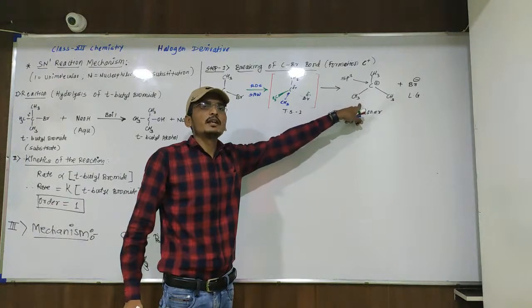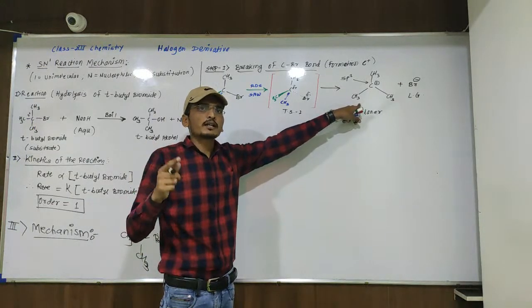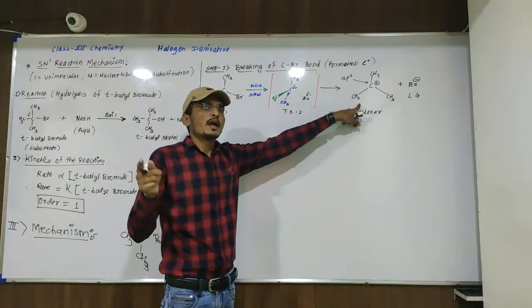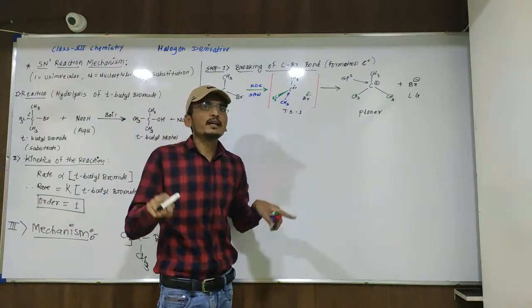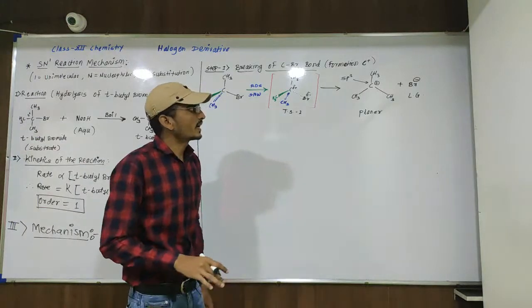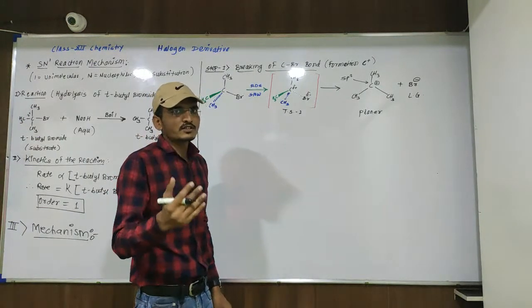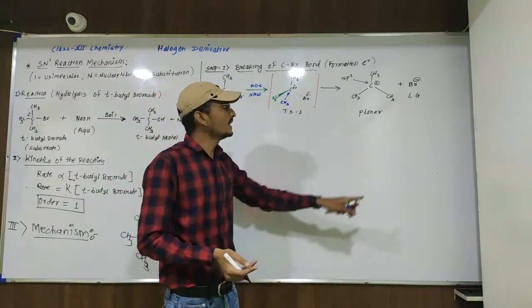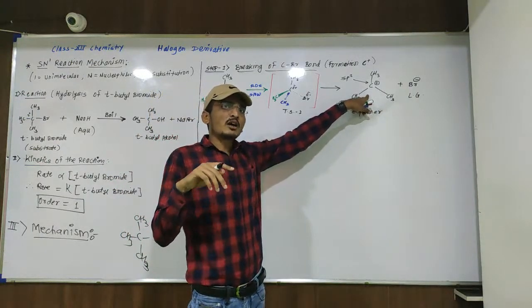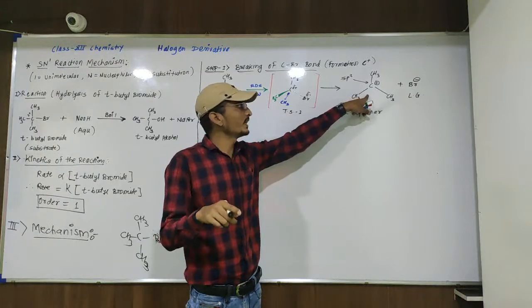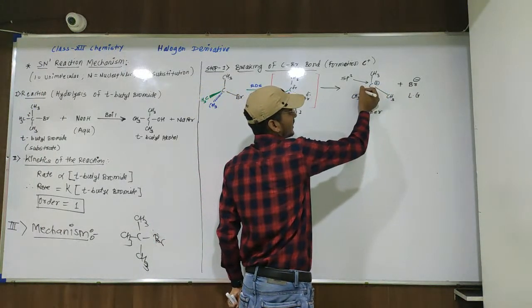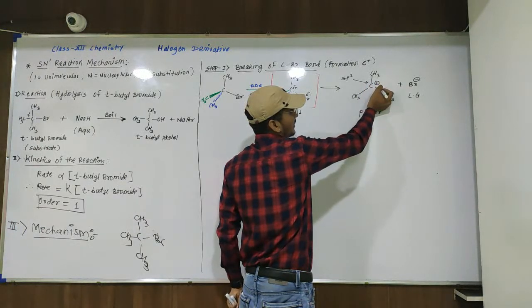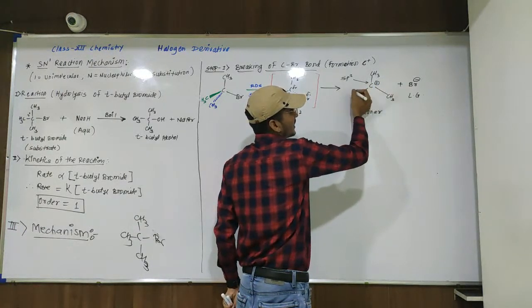The carbocation has sp2 hybridization, and if the hybridization is sp2, then that carbocation is planar in nature. All the CH3 groups are in the plane, and that's why in the next step there is a possibility of the nucleophile attacking from the back side or front side. But one thing to remember here: the carbocation is a tertiary carbocation, and a tertiary carbocation is stable due to the three CH3 groups.